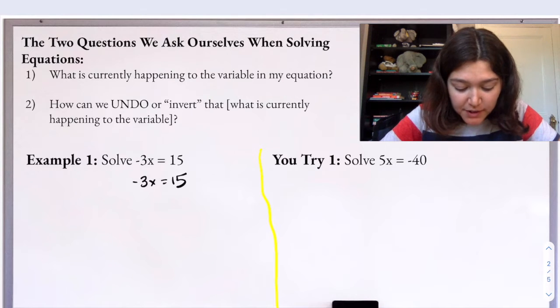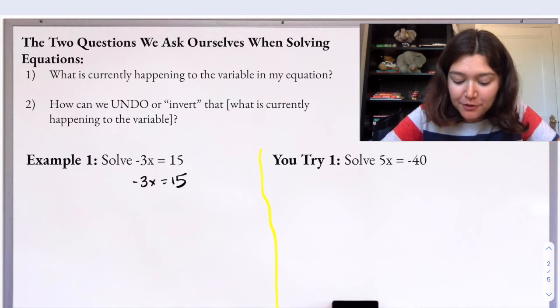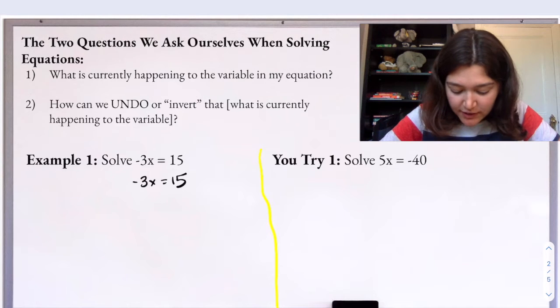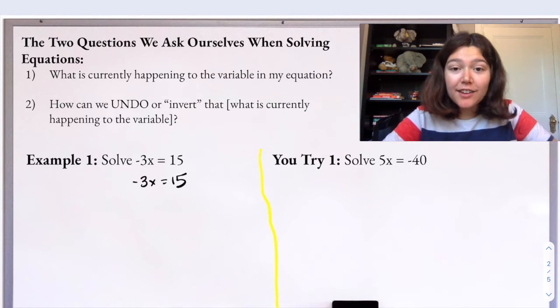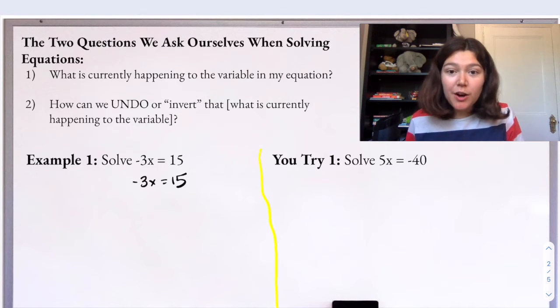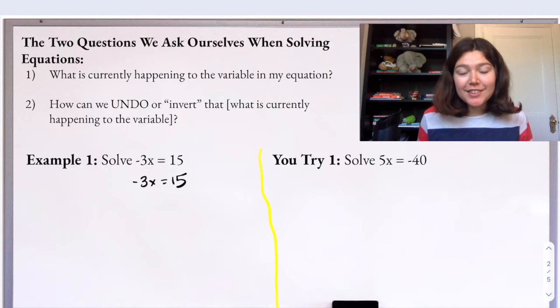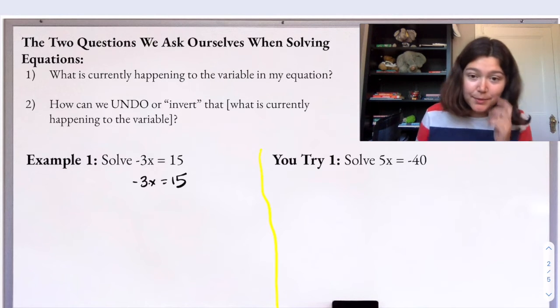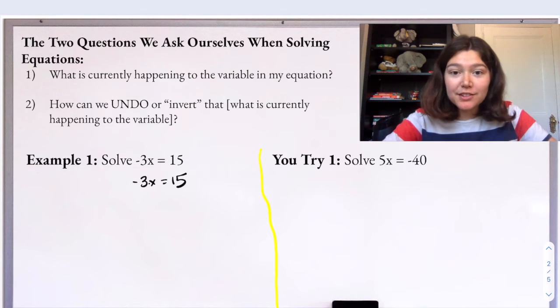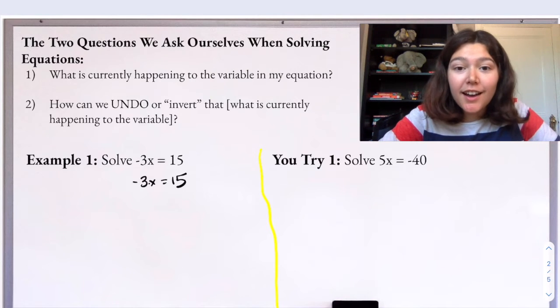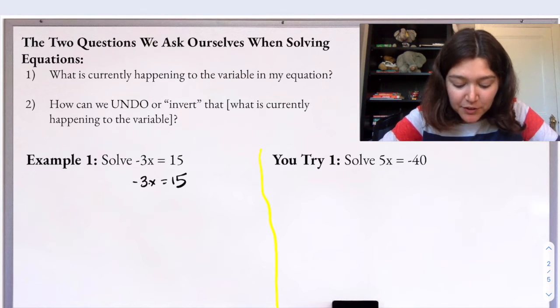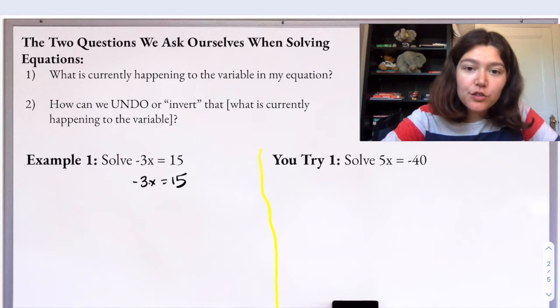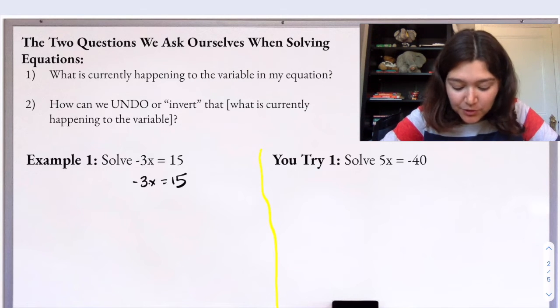So question number 1, what is currently happening to the variable in my equation? So I see negative 3x equals 15. When I have a number, the term is a coefficient here, next to a variable, there's a hidden operation going on. That means negative 3 times x. And we just don't write it that way. It's just convention. It's easier. You'll see it. You'll have to get used to it. Okay, so negative 3x means negative 3 times x equals 15.